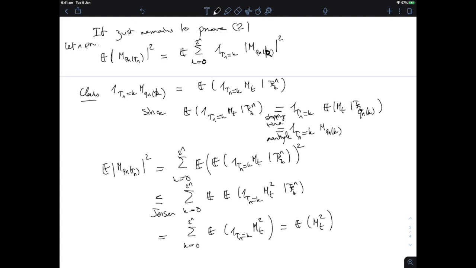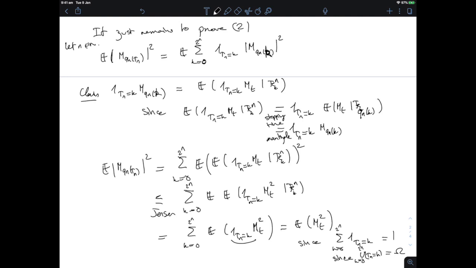because the sum of this indicator function is just equal to 1, because the sets where τ_n equals k are disjoint. So the sum of the indicator of τ_n being equal to k, from k equals 0 to 2^n, is equal to 1 almost surely, since the union of the sets τ_n equal to k is all of Ω when k runs from 0 to 2^n, and the sets are disjoint.